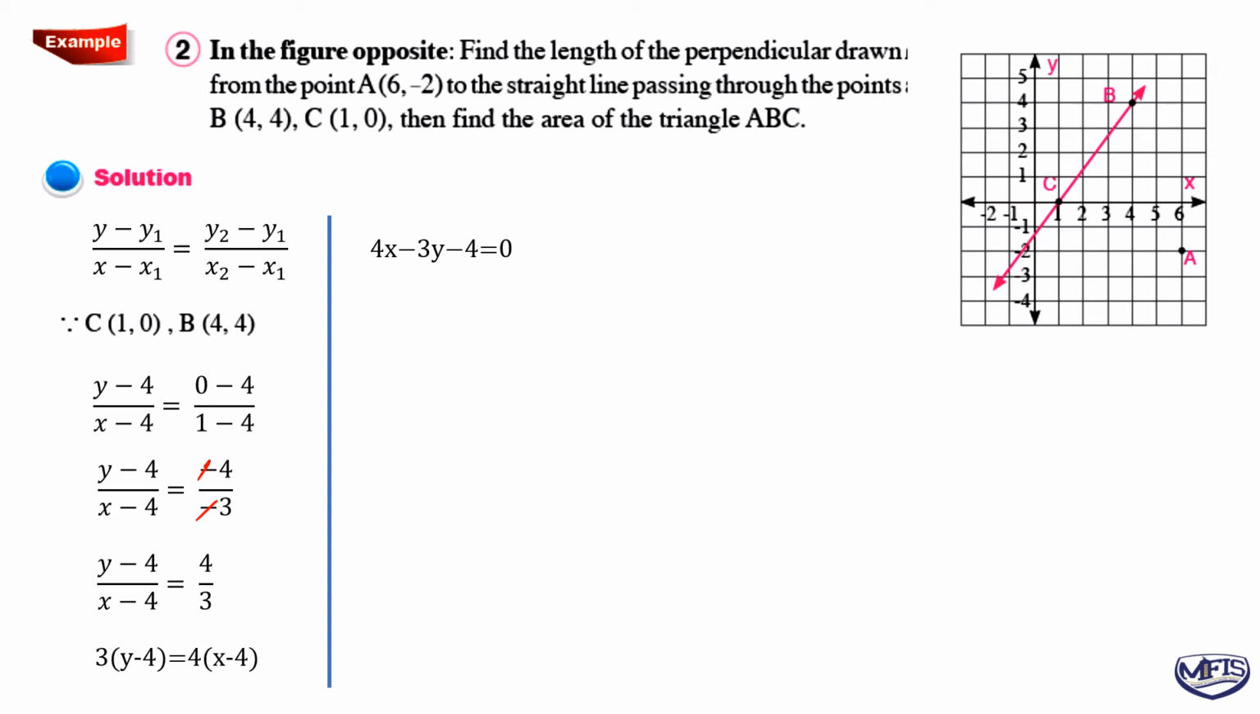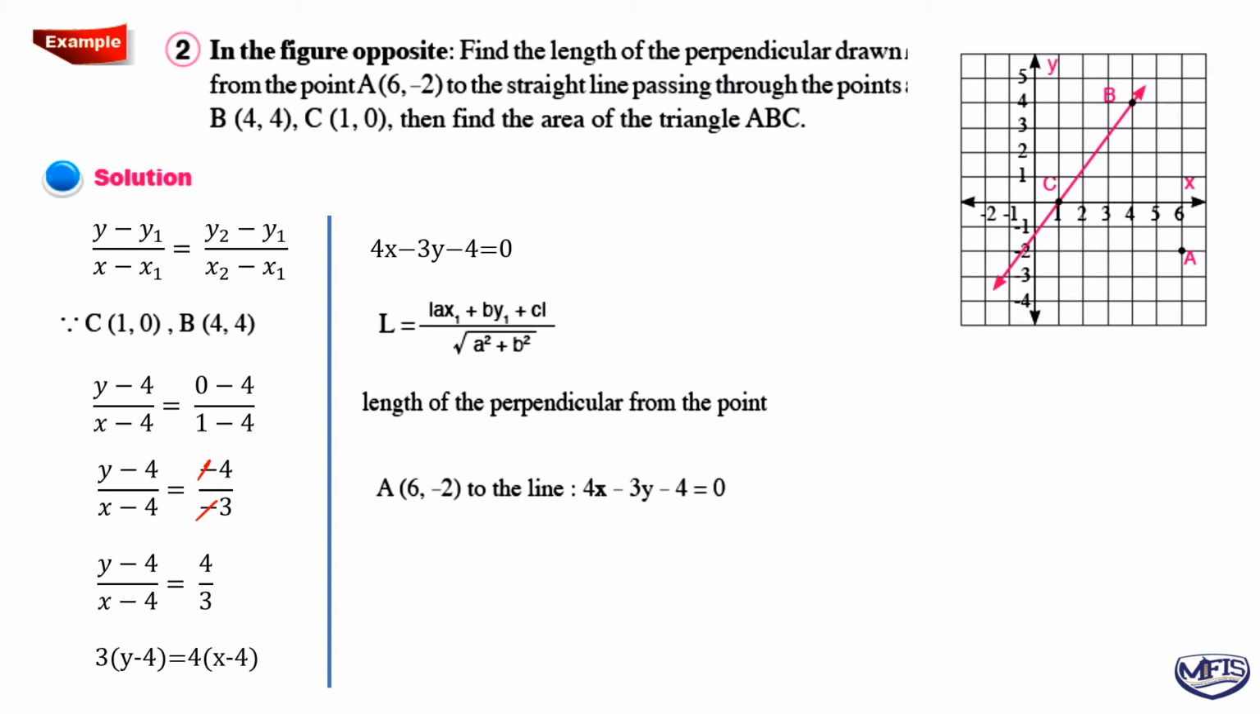So we have a equals 4, b equals -3 and c equals -4. And we have the point A: 6 and -2. So we have x1 will be 6 and y1 will be -2. So to find the length of the perpendicular from the point A to the straight line, we have A (6, -2), which represent x1 and y1, and we have a equals 4, b equals -3, c equals -4.